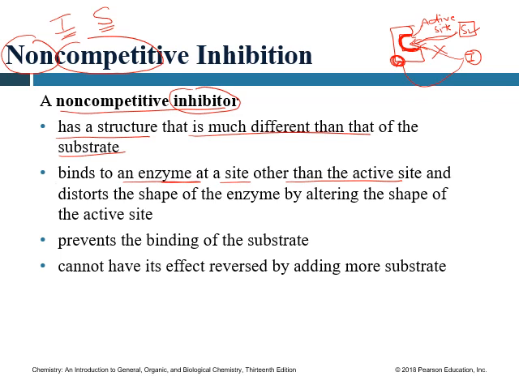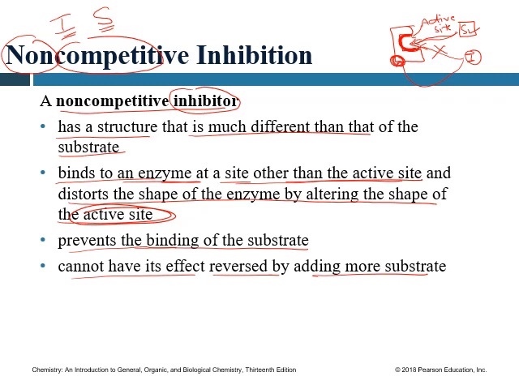So it says that the inhibitor binds to the enzyme at a site other than the active site and distorts the shape of the enzyme by altering the shape of the active site. Now the active site doesn't have the required shape for the substrate to bind, so it prevents the binding of the substrate, and its effect cannot be reversed by adding more substrate.